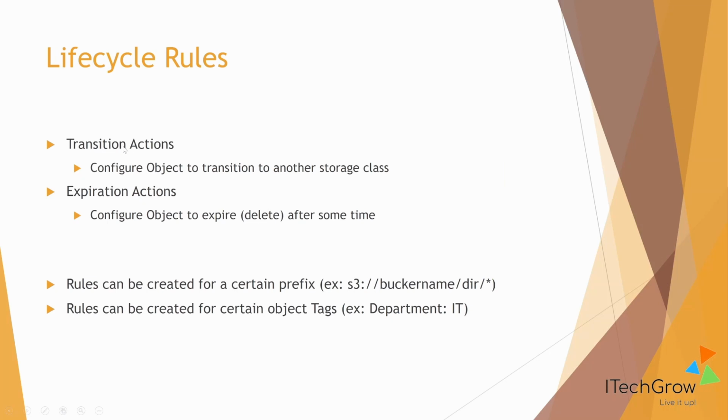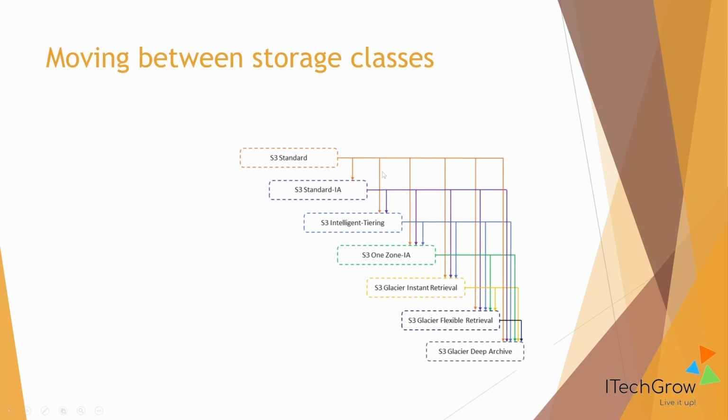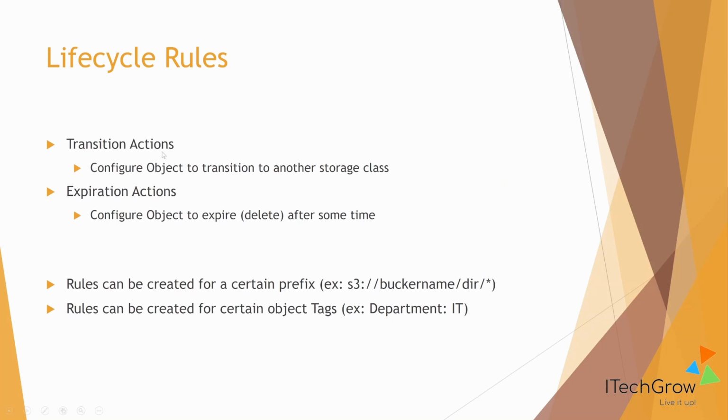So the first one is transition actions. With a transition action, you can configure objects to transition to another storage class. So here, S3 Standard, whatever you want to move, you have to use transition actions. For example, if the object is more than 60 days old from its created date, you can move it to Standard-IA. If you want to archive the files, you can move them to Glacier for archiving after 6 months or after 1 year, like that you can choose. Those things come under transition actions.